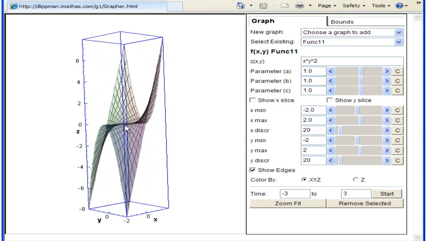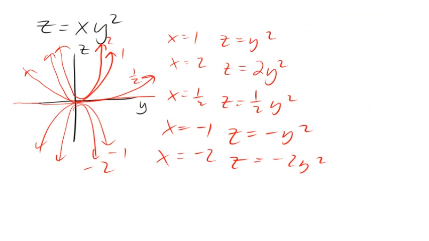So now what would happen if we stretched by a different function? Let's try something like z equals sine x times y squared. So now the stretch on y squared is going to depend upon the values of sine, which we know vary between negative 1 and 1.